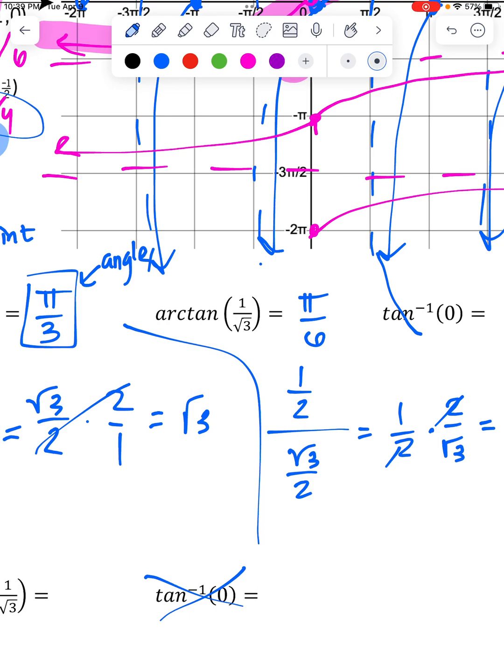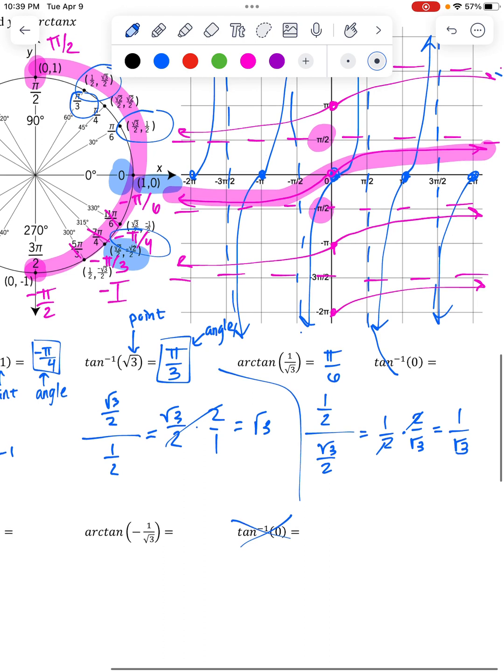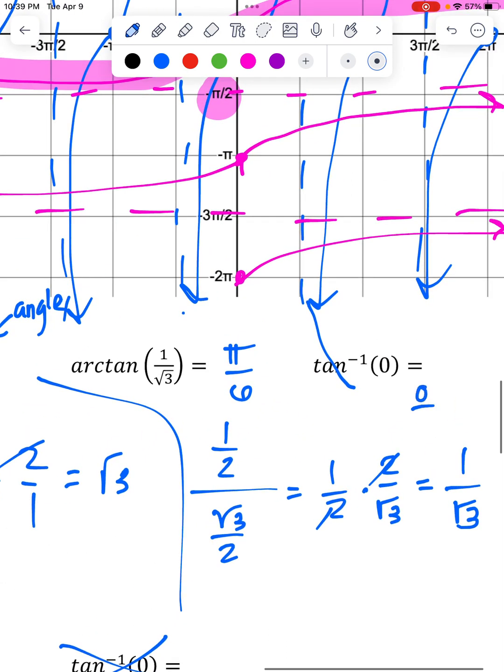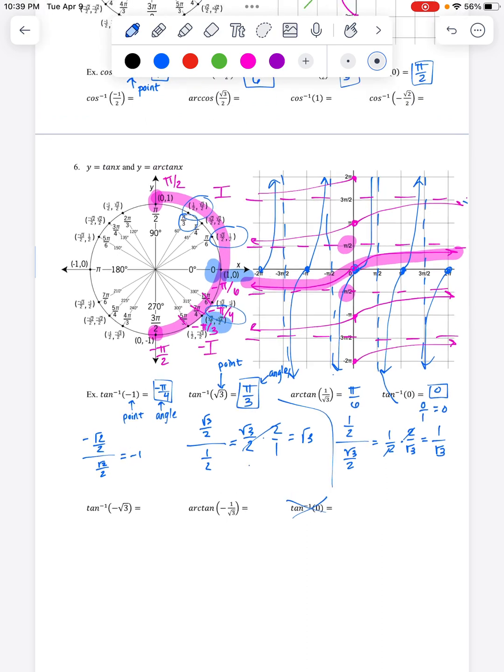Okay, oh, I have inverse tan of 0 twice. Just cross that one off. All right, inverse tan of 0. Well, that's going to happen right here at 0 because there it's y divided by x, 0 divided by 1 is 0. So input point, output angle. All right, I'm going to leave these last two for you all to do.